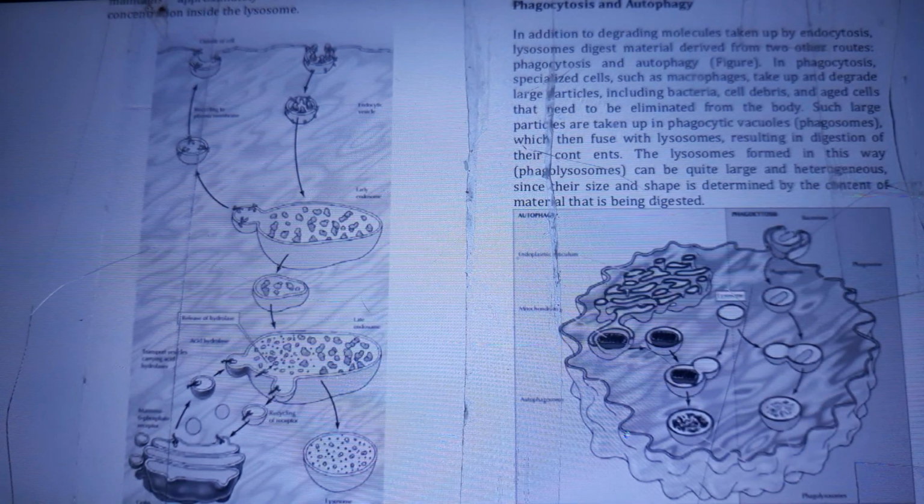In addition to degrading molecules taken up by endocytosis, lysosomes digest material derived from two other routes, phagocytosis and autophagy. In phagocytosis, specialized cells such as macrophages take up and degrade large particles including bacteria, cell debris, and aged cells that need to be eliminated from the body. Such large particles are taken up in phagocytic vacuoles, or phagosomes, which then fuse with lysosomes, resulting in digestion of their contents. The lysosomes formed in this way, phagolysosomes, can be quite large and heterogeneous, since the size and shape is determined by the content of material that is being digested.